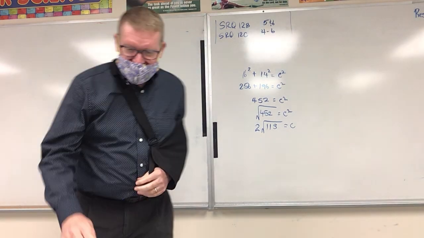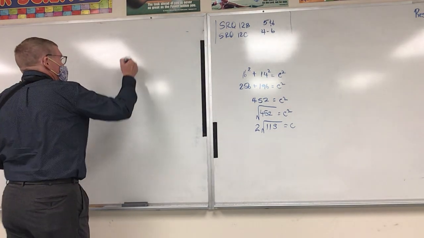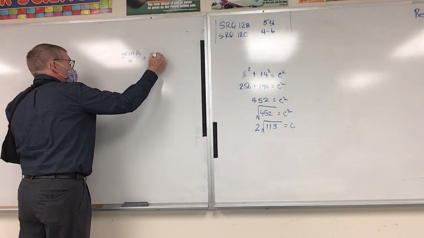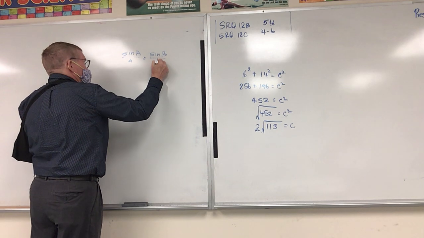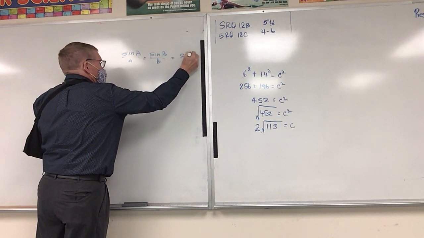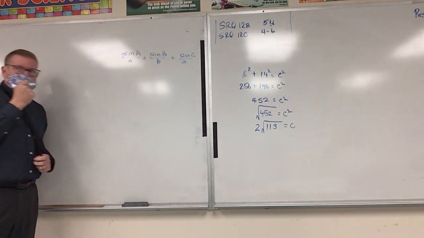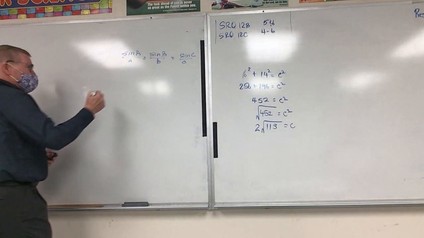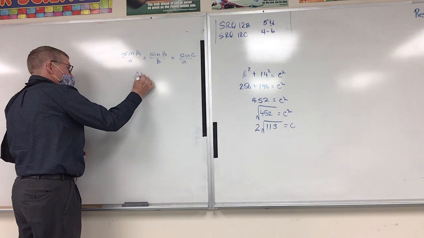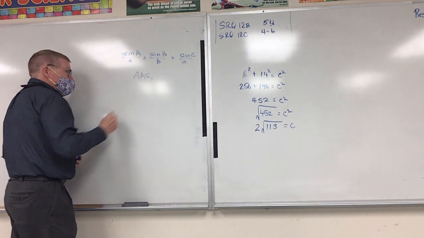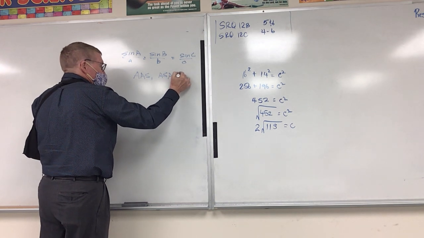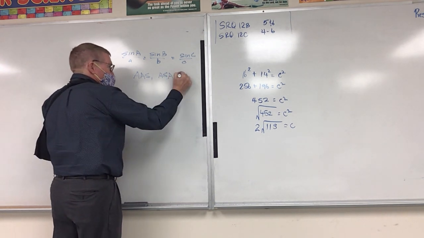All right, remember law of sines is sine of A over A equals sine of B over B equals sine of C over C. We will use the law of sines when we have what conditions? Angle side angle, side angle angle, and side side angle.